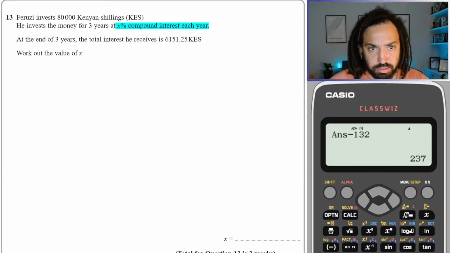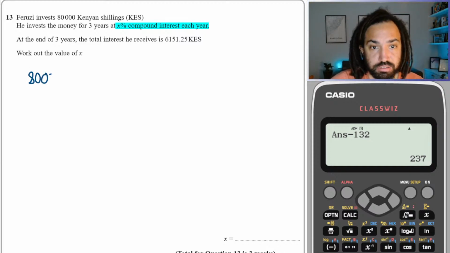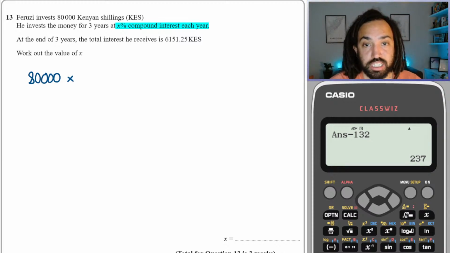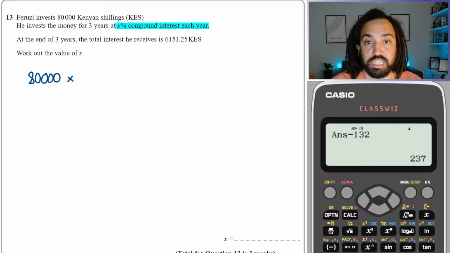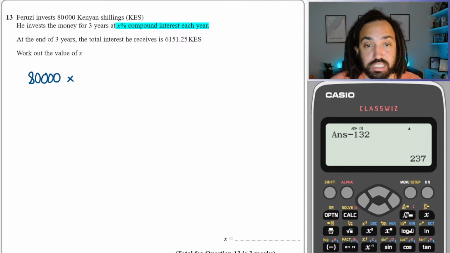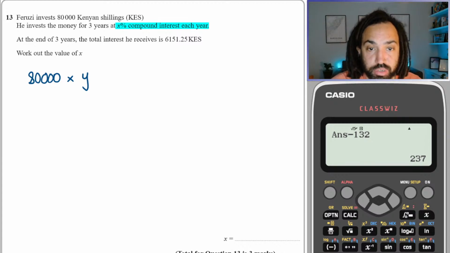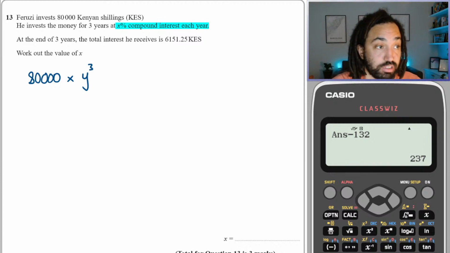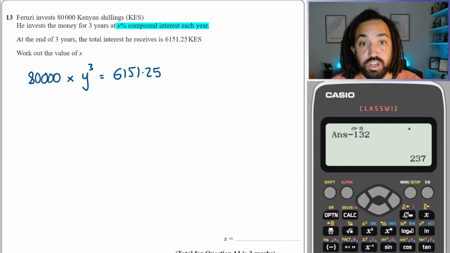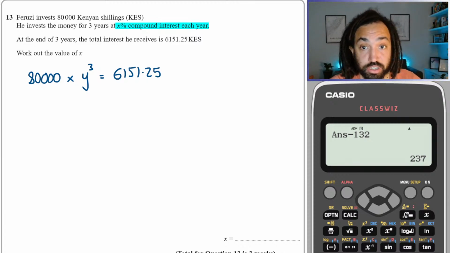So have a think about this. We invest this amount of money for 4 years at an unknown compound interest rate, and at the end of it, we know how much we've got. So let's call the interest rate Y, and we know that we're going to be cubing that because it's compound interest, we're doing it for 3 years. And that's going to equal 6151.25. Oh, but that's just the total interest though.